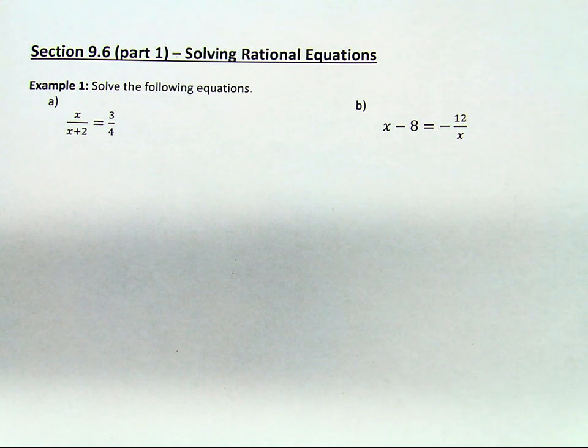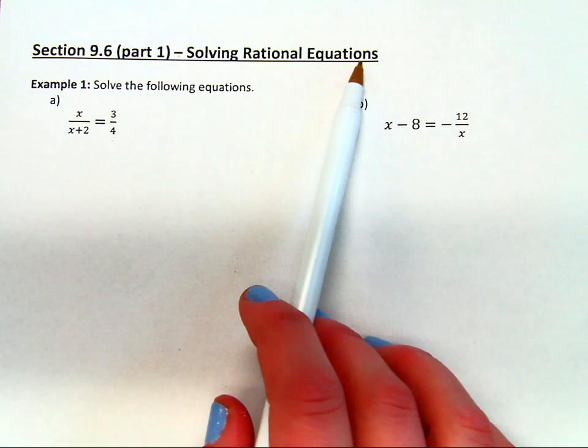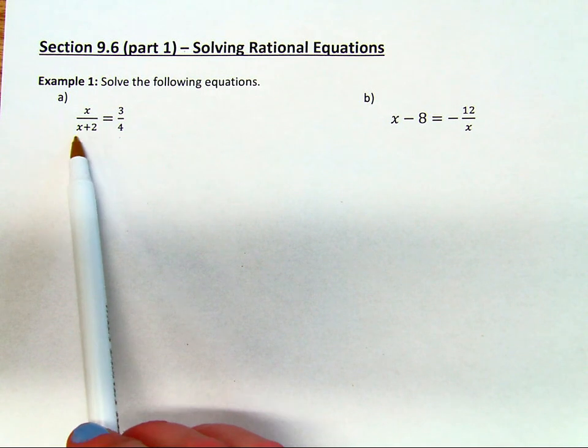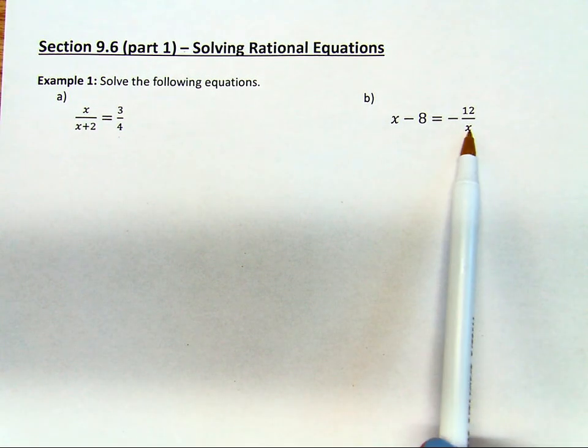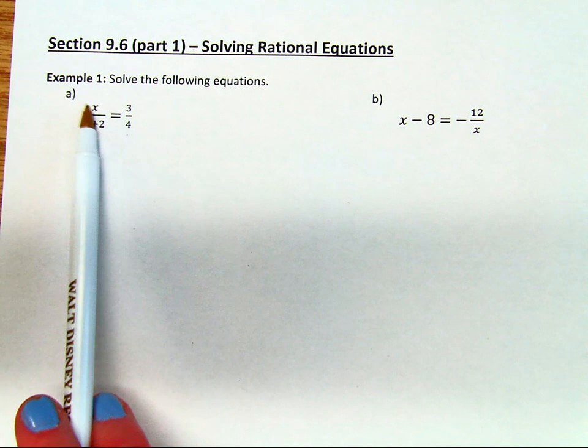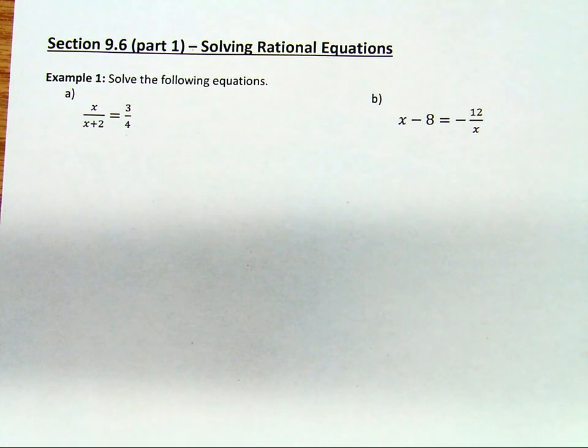In section 9.6, we're going to be looking at how to solve rational equations. So these are equations where we have variables that we're trying to solve for in the denominators of fractions, like these here. Sometimes they're actually really simple to solve. For part A, I have a fraction equal to another fraction.